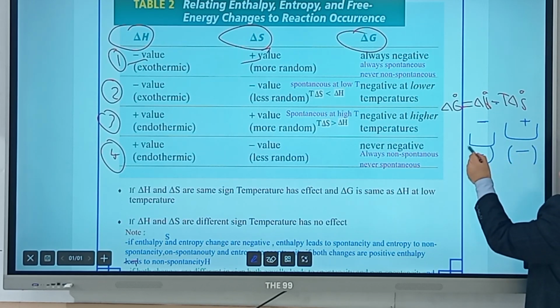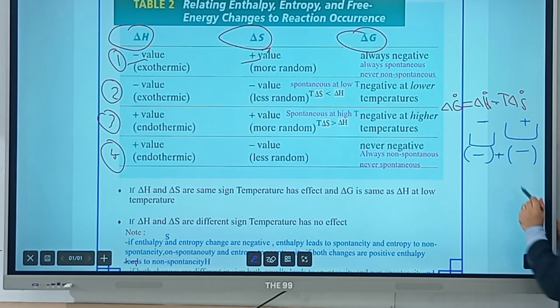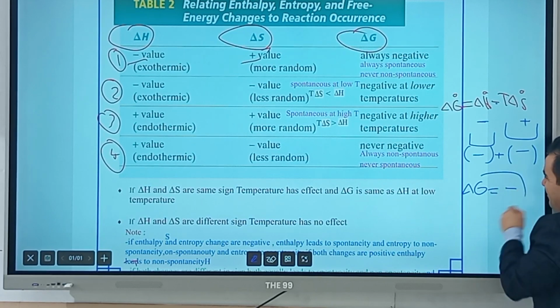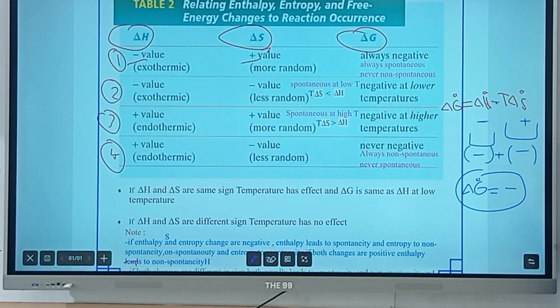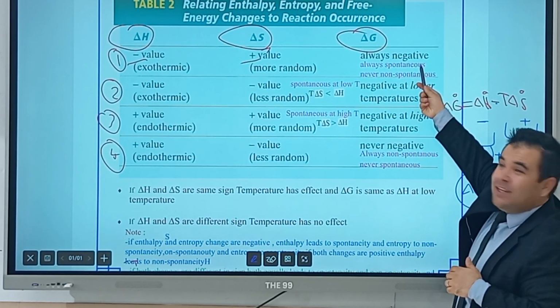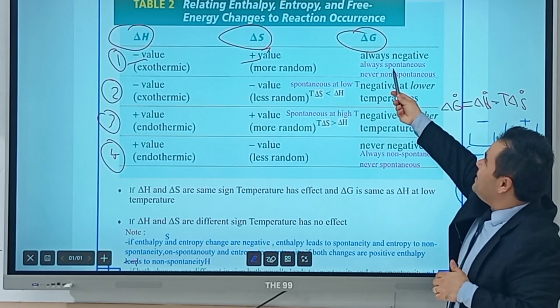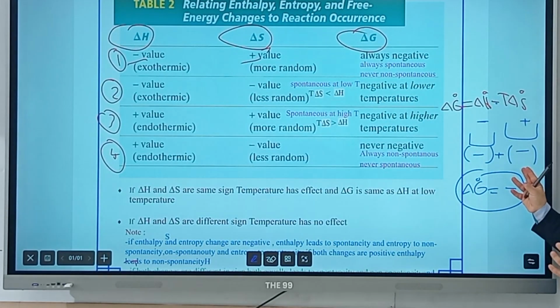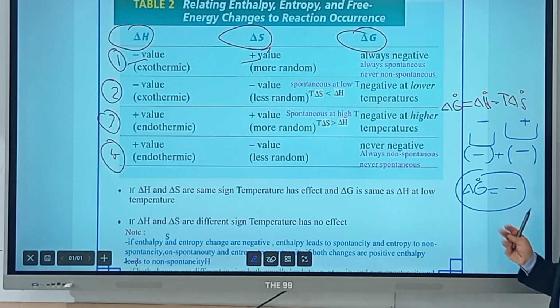Also, whenever we add two negative numbers, it always results in a negative. So always delta G is negative. And we can say always the reaction is spontaneous. As you can see, always the delta G is negative and the reaction always is spontaneous, or never non-spontaneous. In this case, always the reaction is spontaneous.